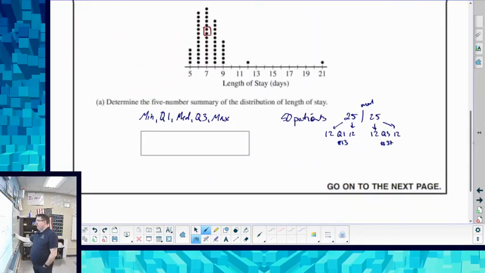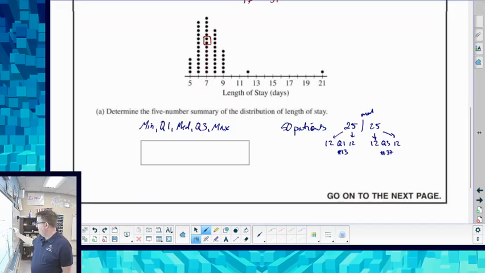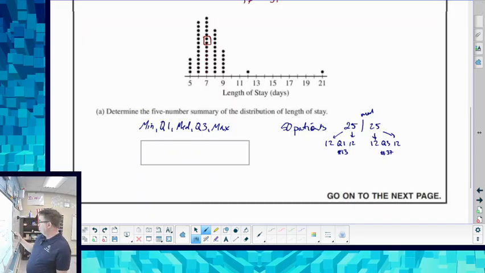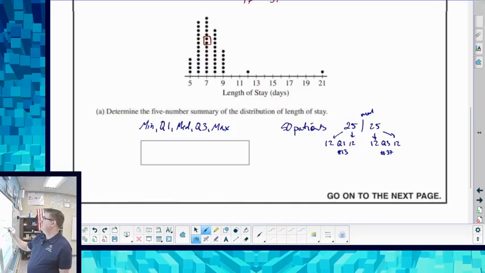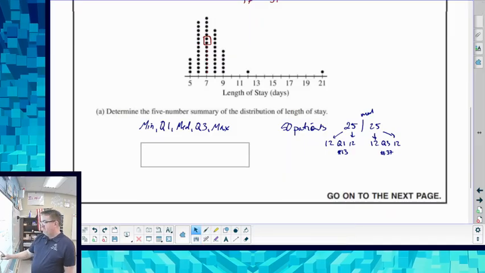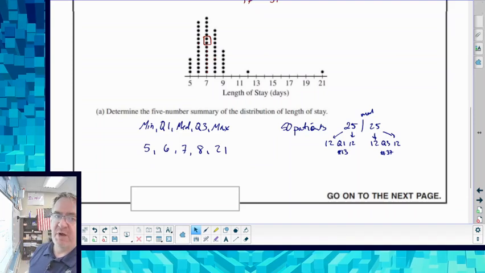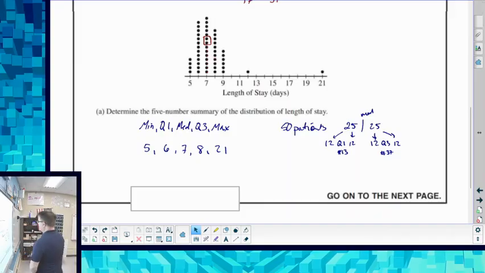For your quartiles, you're going to find the middle of the bottom 25 and the middle of the top 25. Middle of the bottom 25 is the 13th piece of data. Some people just like counting in 12: 1, 2, 3, 4, 5, 6, 7, 8, 9, 10, 11, 12. Same thing backwards. Great, it's there. So your 5-number summary turns out to be 5, 6, 7, 8, and 21. Congratulations, you just got your first points on your AP exam.